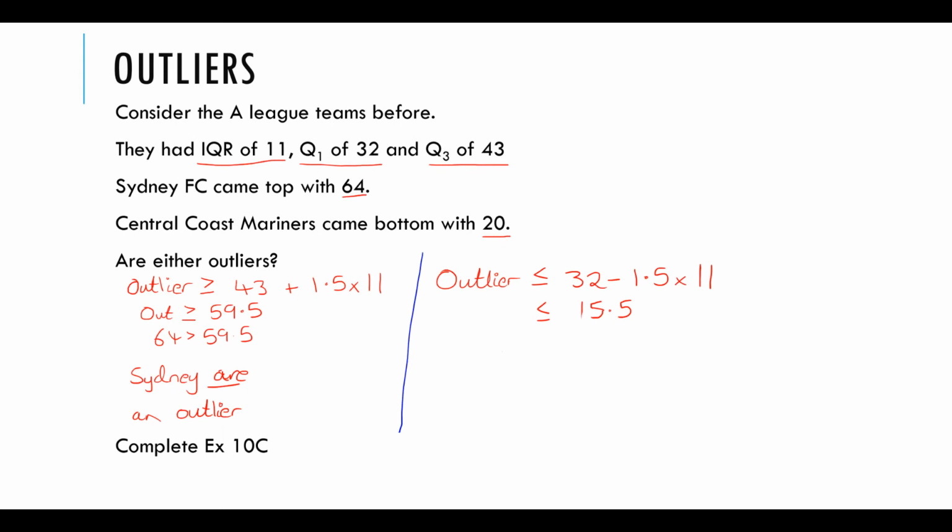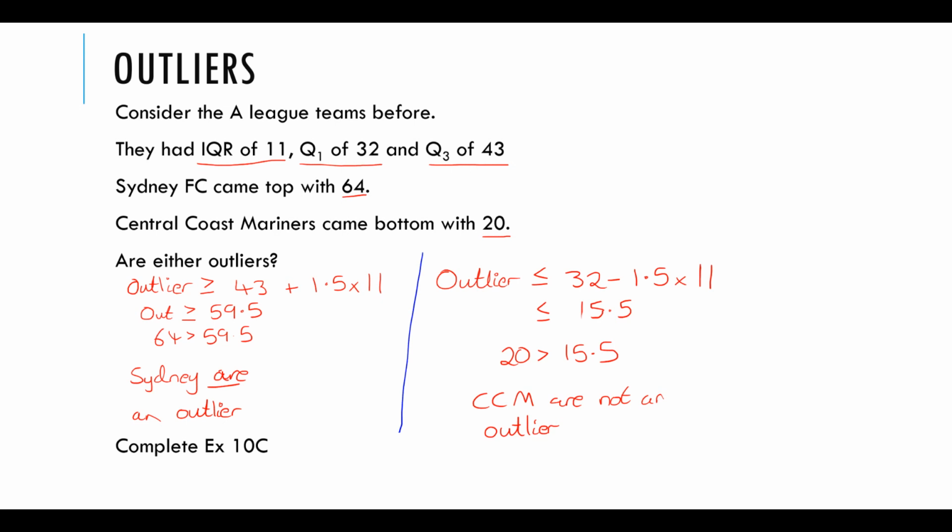Well, 20 is greater than 15.5. It's not less than or equal to it. So the Central Coast Mariners are not an outlier. So they came bottom, they didn't do very well, but mathematically they weren't a huge distance away from the other teams in the group. I don't think that would be much comfort to them, but there we go.